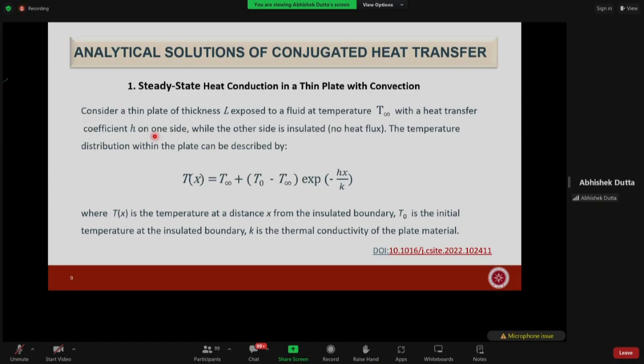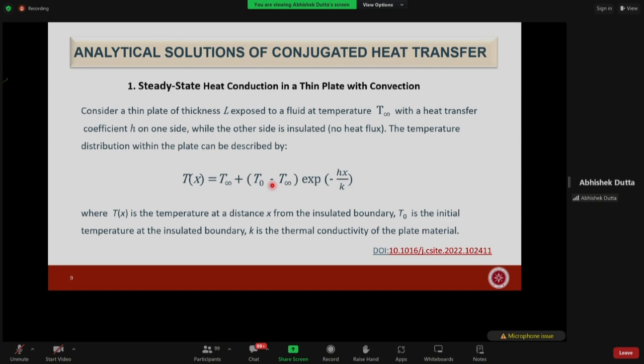So the temperature distribution for this plate, this analytical solution does exist, and the temperature distribution within the plate, including both conduction and convection factors, is the solution mentioned here. This equation is T ambient plus (T0 minus T ambient) times exponential of minus Hx over K, where x is the distance, H is the heat transfer coefficient, and K is the thermal conductivity. You know all these things. So you have the expression. This analytical expression gives the temperature at a distance x from the insulated boundary.